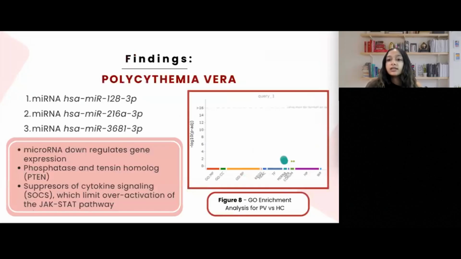Next, we will look at polycythemia vera, which displayed fewer enriched pathways than PMF or SMF. The strongest enrichments came from microRNAs, whose specific transcripts are listed here. These microRNAs regulate tumor suppressor genes like phosphatase and tensin homolog, and cytokine suppressors like SOCS, both of which normally limit JAK-STAT activation. Their dysregulation suggests microRNA involvement is key to PV progression.